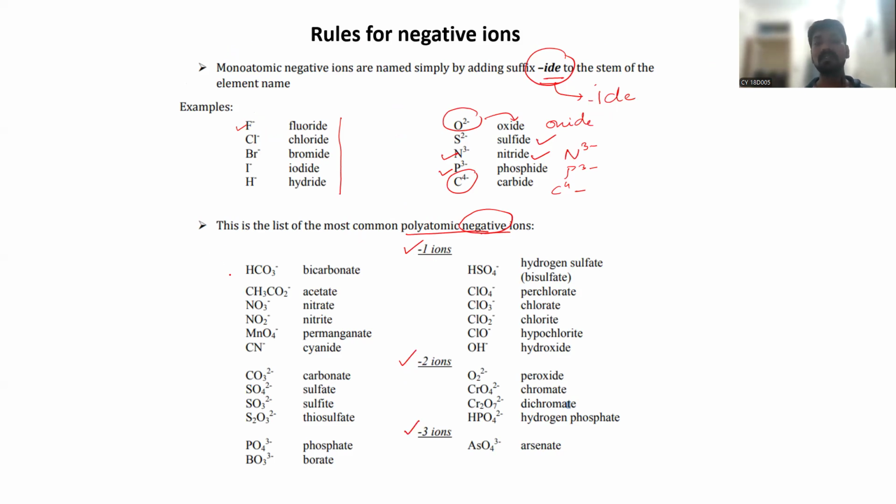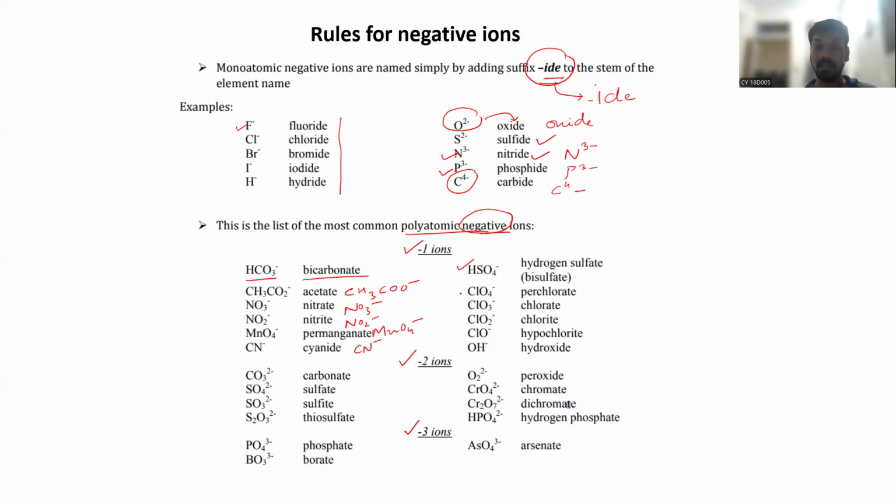So first we are going to discuss bicarbonate. You can see that it is written bicarbonate. In formula form, you can see HCO3 negative, -1 charge. Then acetate, CH3COO negative. Nitrate, NO3 negative. Nitrite, NO2 negative. Can you tell me about permanganate? Have you heard about potassium permanganate? Yeah, the same thing we are going to discuss here. Good. So it is MnO4 negative. Cyanide, CN negative.